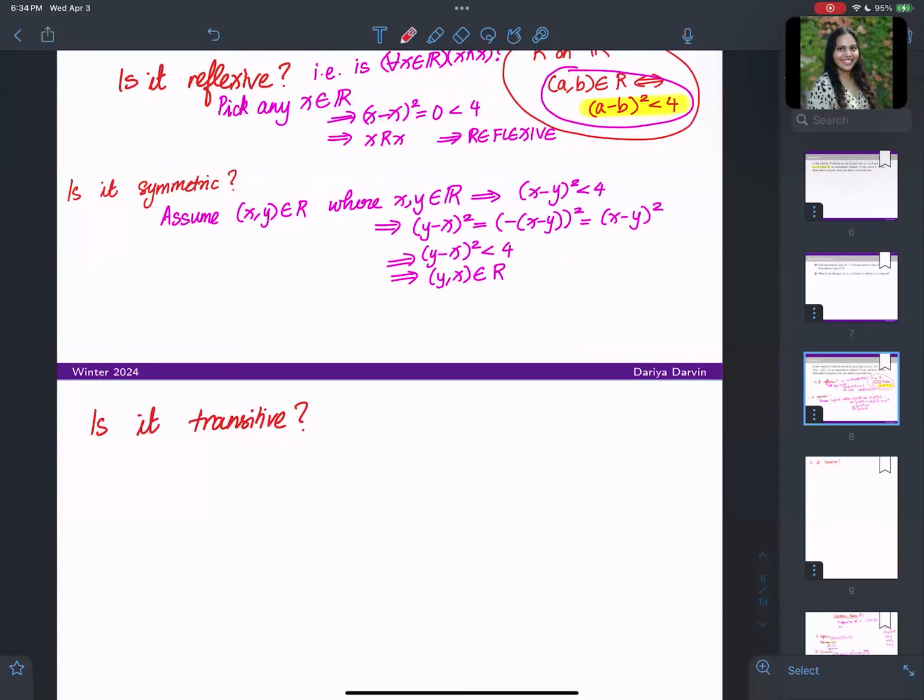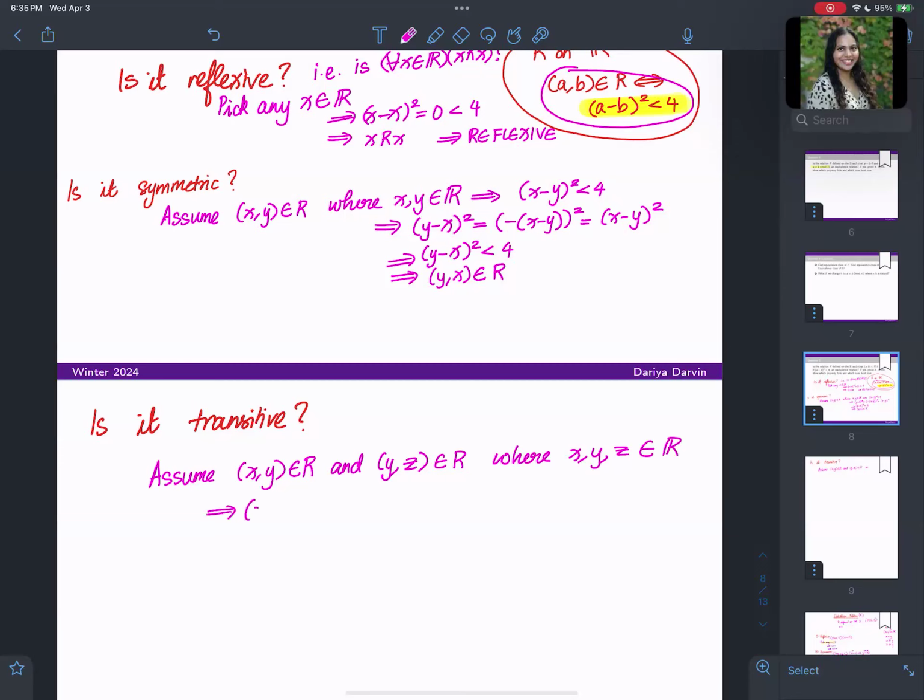Okay, I'm going to give you time to think about transitive. At the same time, if you have any doubts, just ask me. If it is transitive, this is what I will have. I'll assume x and y are related and y and z are related. Again, if you have any doubts, just put them in the chat. x, y, and z are real.